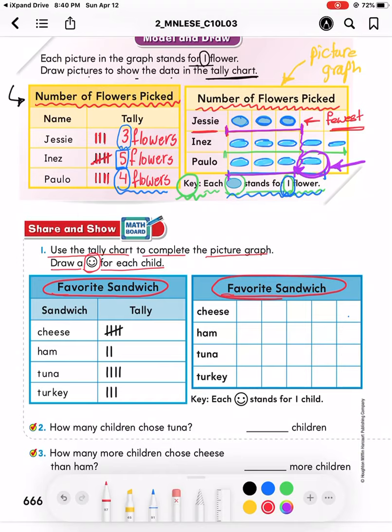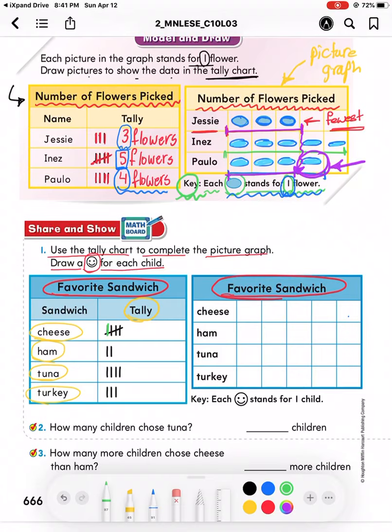It's about the favorite sandwich, right? Okay, so they ask the students or children, what is your favorite sandwich? And actually they figured out that there are 4 favorite sandwiches. The first one is cheese. The second one is ham, which is a kind of meat that we Muslims don't eat, okay? Tuna, okay? And turkey, okay? Those are the kinds of sandwiches. Those are tally marks for each sandwich, which means what? Each tally mark represents one child.